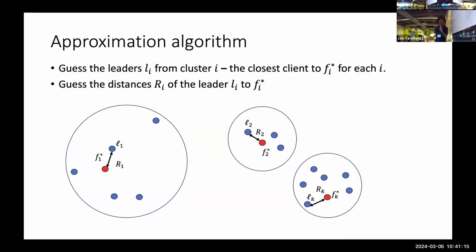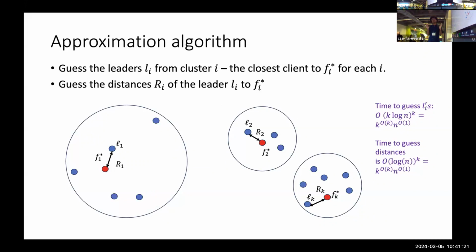First, let me convince you that you can do these things in parameterized time. That's not too difficult to see. You only have k log n clients now, so the number of choices for these k leaders is going to be something like k log n choose k, which is something like k to the k.